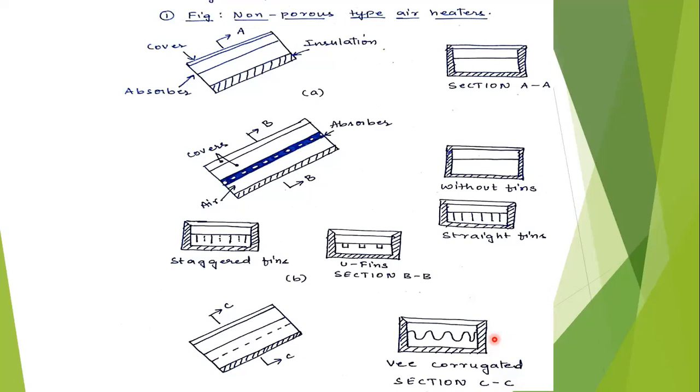These are the three types. Normally we see the liquid flat plate collector like that. This is the air flat plate collector, and the second one is using fins. These increase the surface absorber transparency rates and the absorption rate also. And the third one uses V-corrugated copper foil. These are the three types of designs in non-porous absorbers. Next we will see porous.